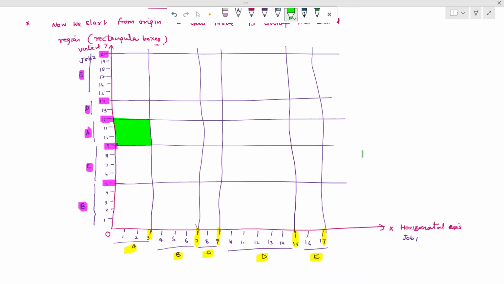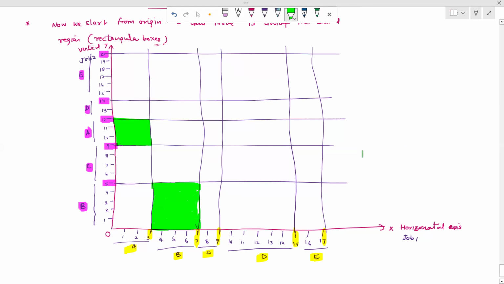Now we move to B. Horizontally, we have B this side and this side. So this block will be the common block for B. So we also shade this block. This is the shaded region for machine B because this is the common for both.